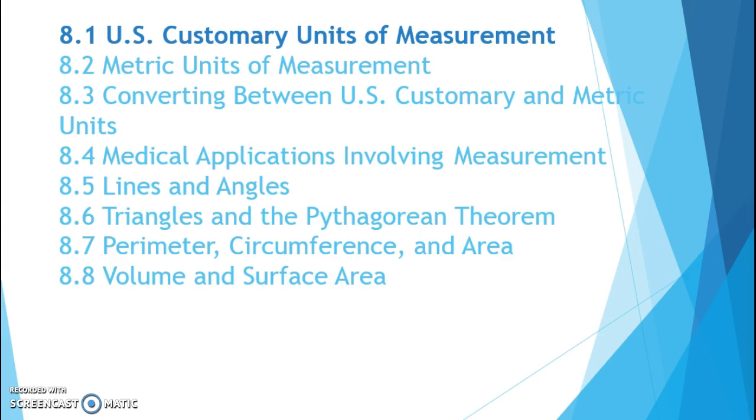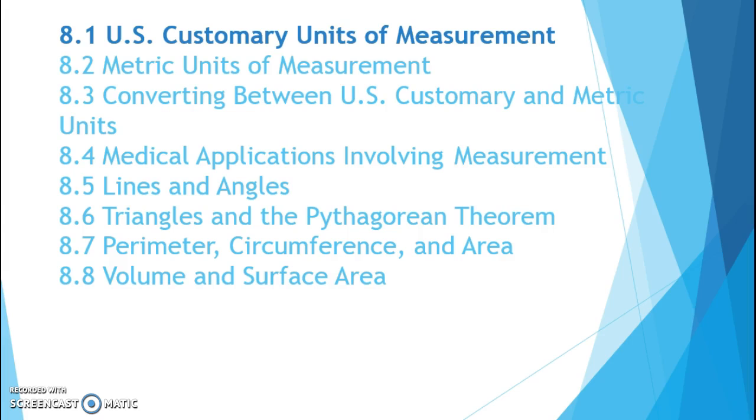So those 3 sections are, we're going to be looking at the U.S. customary units of measurement. So that's probably what you're most familiar with. So things like pints and quarts, things like that when we're talking about capacity, feet and inches when we're talking about length, those kinds of measurements. Then we're going to look at the metric system, which is section 2. So that's going to be things like meters, liters, that kind of stuff. And then the third section we're going to look at is converting between those two systems.